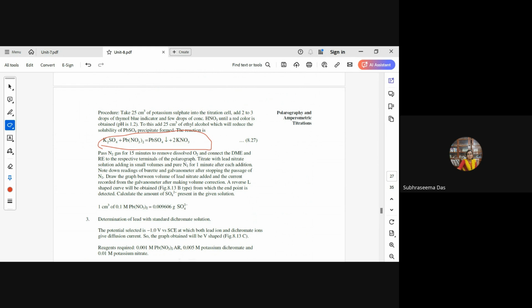Then nitrogen gas is passed to remove the oxygen present in the solution, and the DME is connected to the reference electrode. The titration is done with lead nitrate, added in small volumes, and nitrogen is passed for 1 minute after each addition. We note down the readings for both the burette and the galvanometer after stopping the passage of nitrogen. The graph is plotted, a reverse L-shaped graph as shown in figure 8.13b, is obtained, and the endpoint is detected.